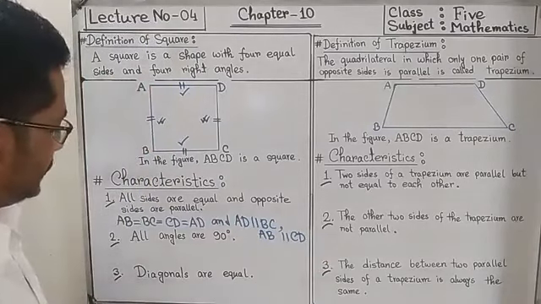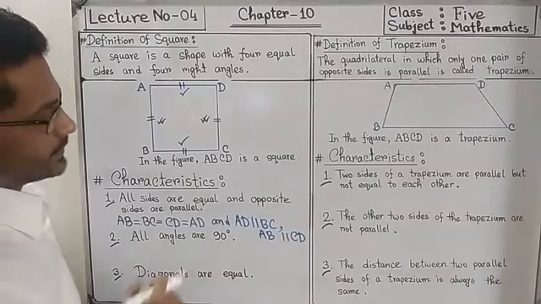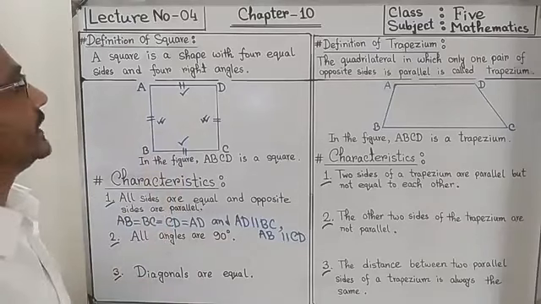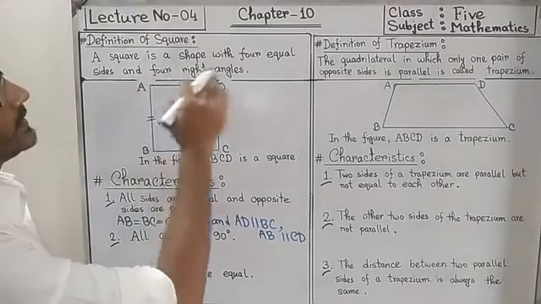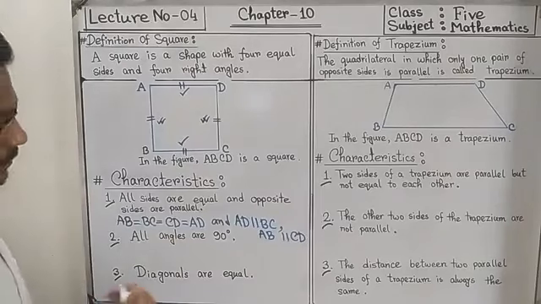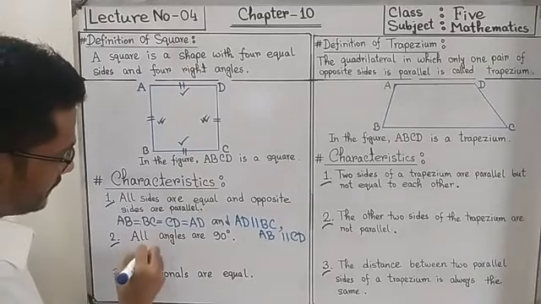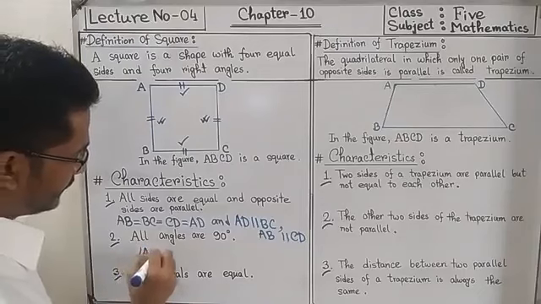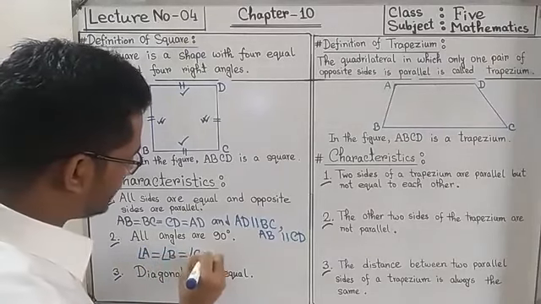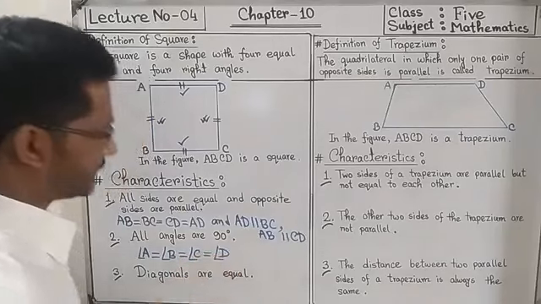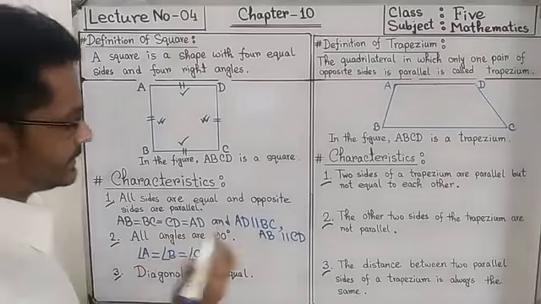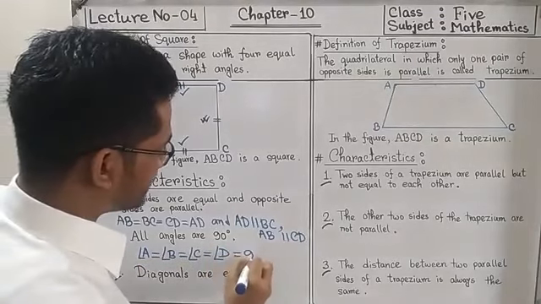So our second one: all angles are 90 degrees. Since from the definition we get 4 right angles. A square has 4 right angles. So we can say angle A is equal to angle B is equal to angle C is equal to angle D, and the value of angles A, B, C and D is 90 degrees.